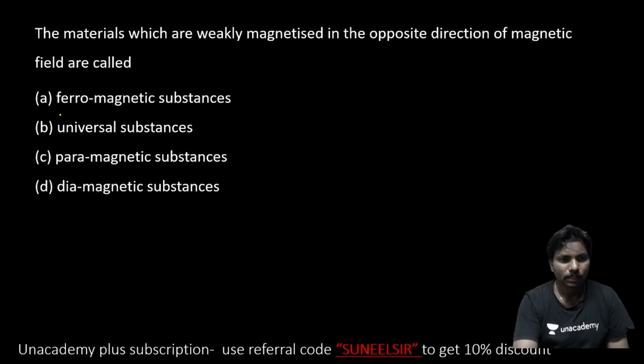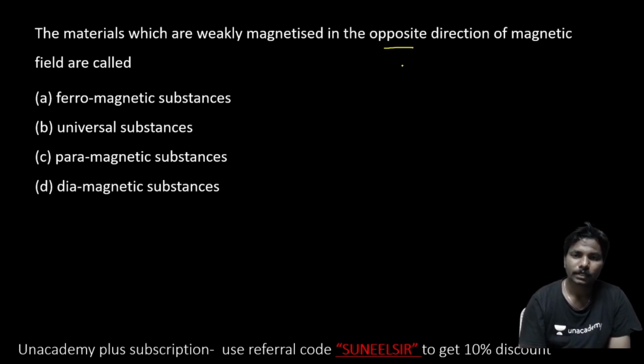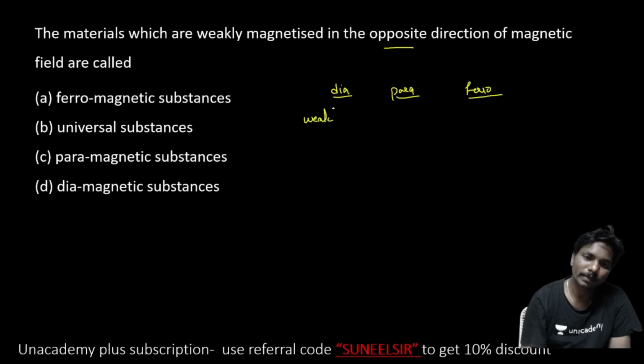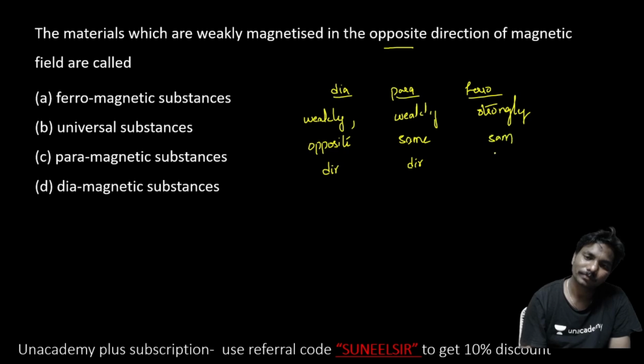Coming to the next one, the materials which are weakly magnetized in the opposite direction. We have dia, para, and ferro. So diamagnetic materials are weakly magnetized in the opposite direction. Okay, and para materials are also weakly magnetized but in the same direction. Opposite direction, same direction. Ferro materials are strongly magnetized in the same direction.